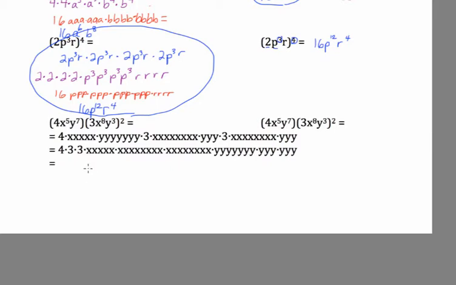I've written out another one down here. Let's see what's happening. We have 4x to the 5th, y to the 7th. That's right here. And then this piece is squared. So we're going to take 3x to the 8th, y to the 3rd, and multiply it times itself. So 3x to the 8th, y to the 3rd, 3x to the 8th, y to the 3rd. So now let's rearrange all those pieces so we have all the numbers together. 4 times 3 times 3, let's see, 4 times 3 is 12, times 3 is 36.